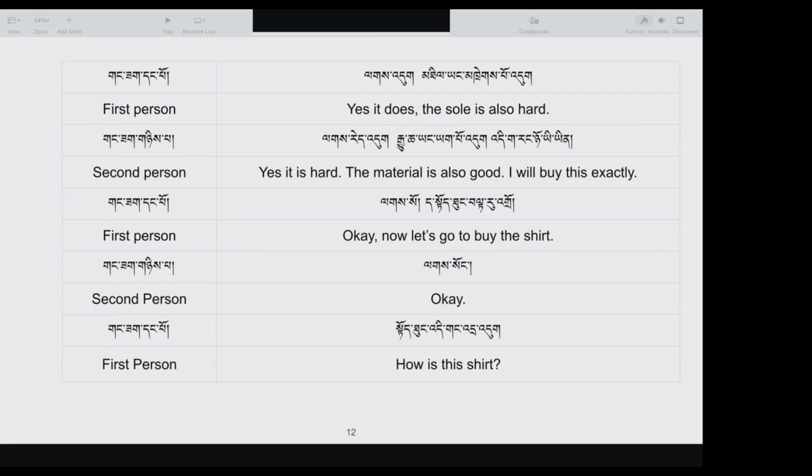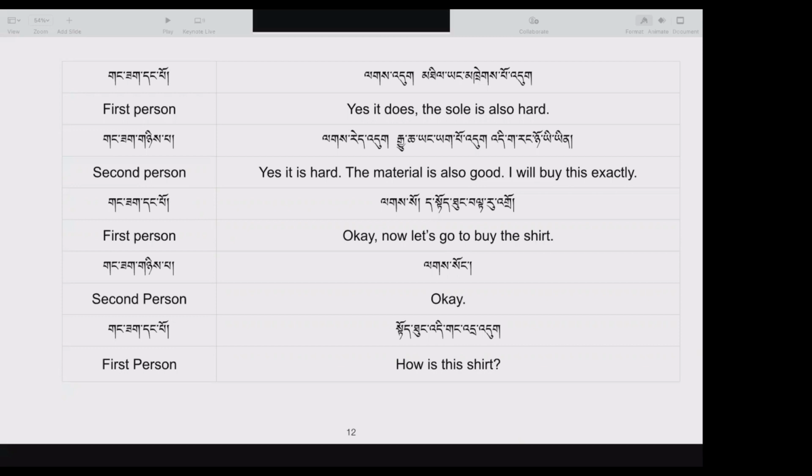Retu, juchaya ya putu, tiga rang yin. Yes, it is hard. The sole is hard. The material is also good. I will buy this exactly. Tiga rang, which is exactly this. Ti is this, and tiga rang is this exactly. So tiga rang yin.